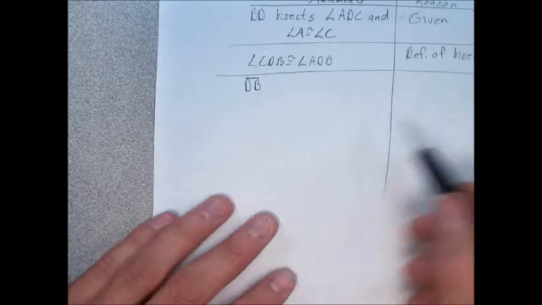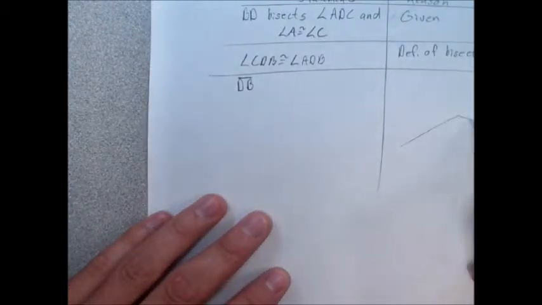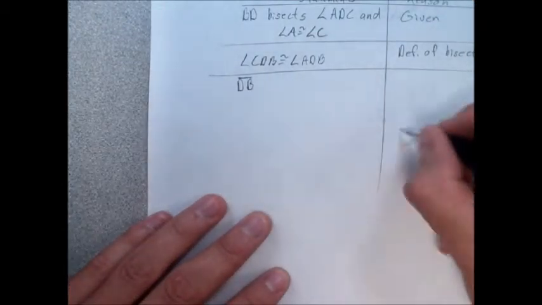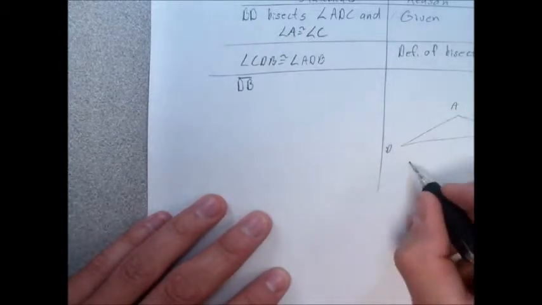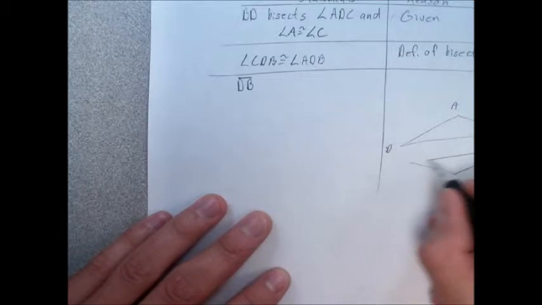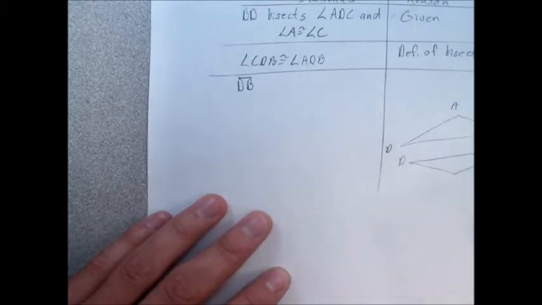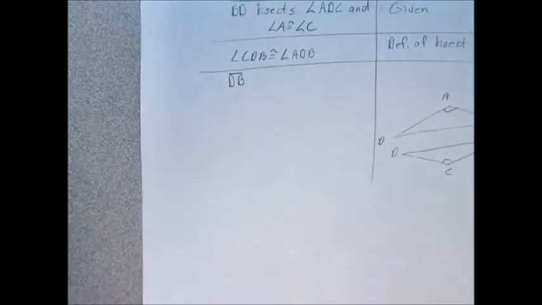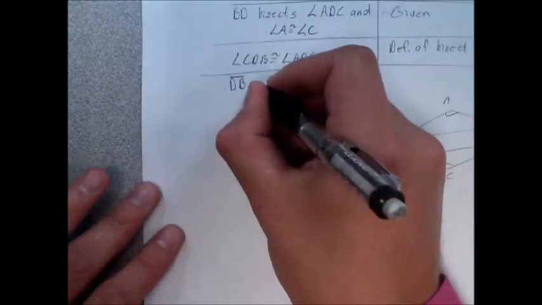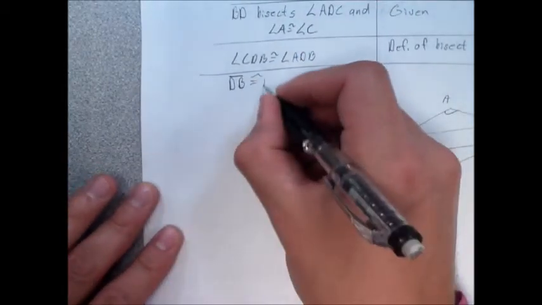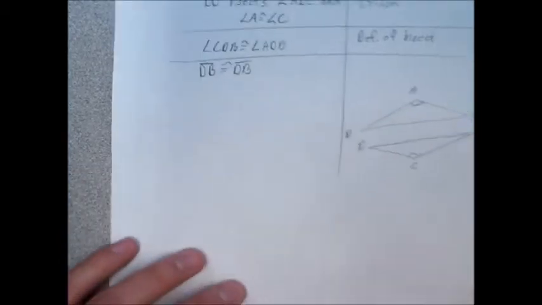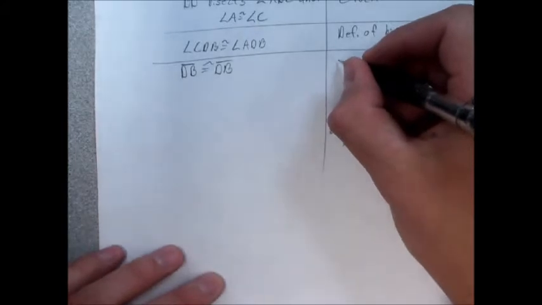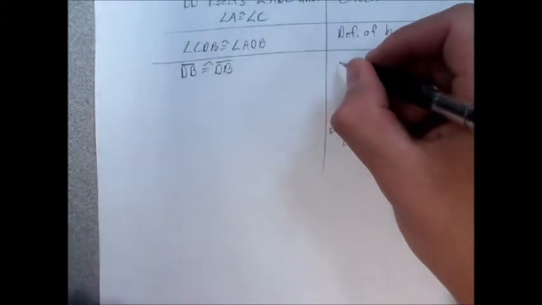Remember, when I pull these out, there's two triangles. Yep, say it louder, Carl. That was not louder, but I'll take it. DB is congruent to DB. Now you're my hero. So what property allows me to say that DB is congruent to DB? Anybody disagree with that statement?